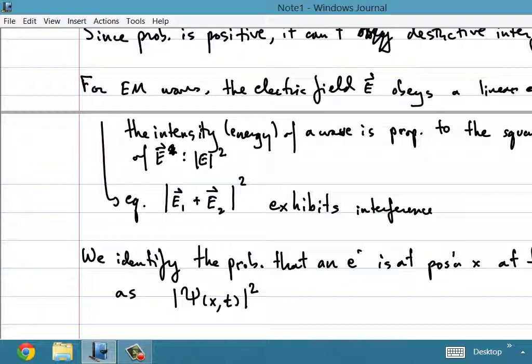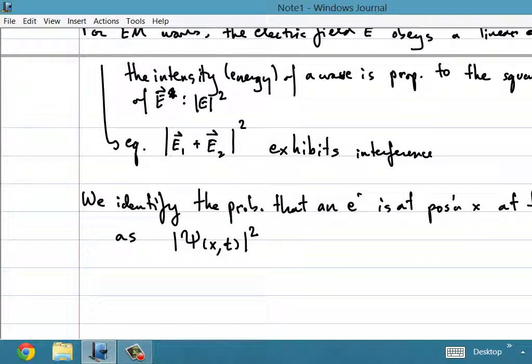So we therefore identify the wave function not as a probability, but as something that you square to get a probability. And in particular, it's not precisely a probability, but rather a probability density. So what do I mean when I say that psi is a probability density?